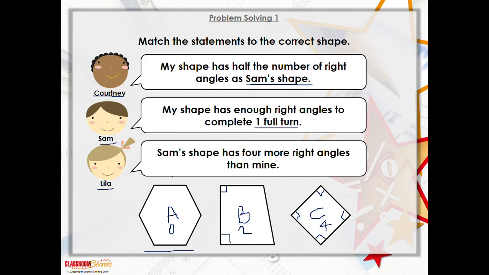So if we look at Lila's, it says Sam's shape has 4 more right angles than mine. Well, judging on that, that must mean that her shape must be A, and Sam's shape must be C. It has to be. Courtney says my shape has half the number of right angles as Sam's. We can see shape B has 2 and C has 4. So Courtney's shape must be shape B.